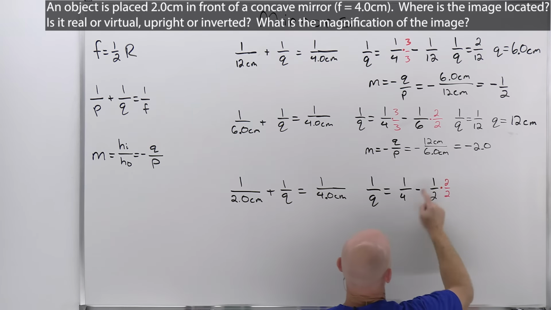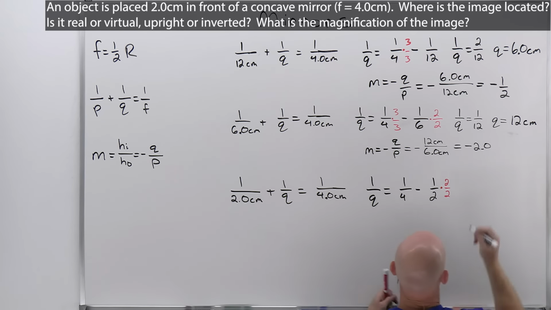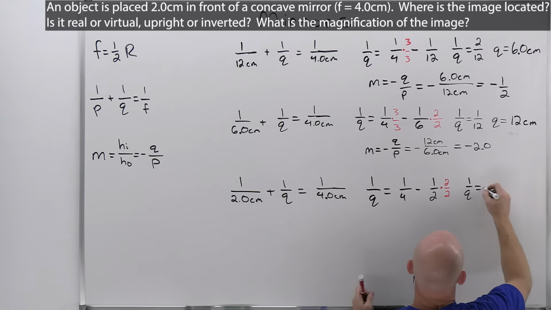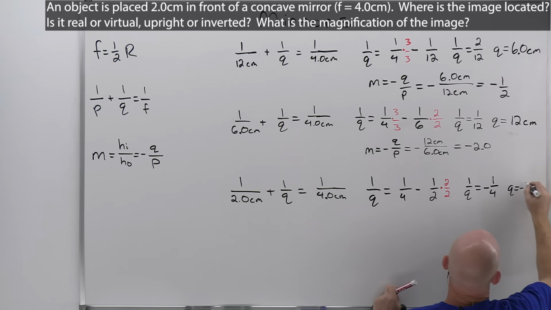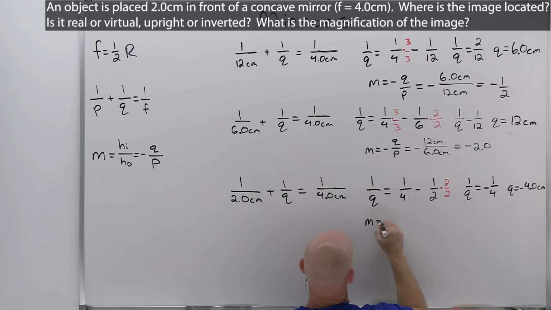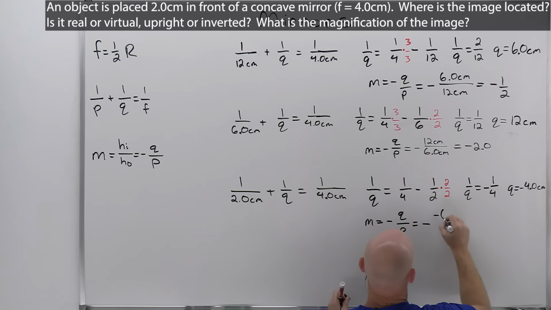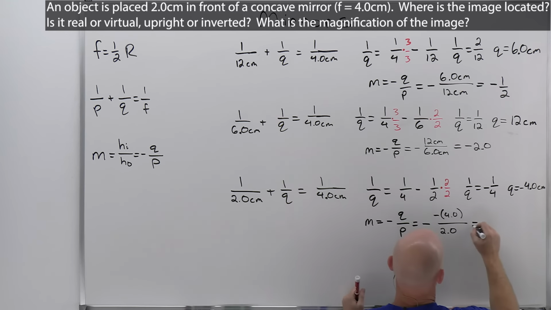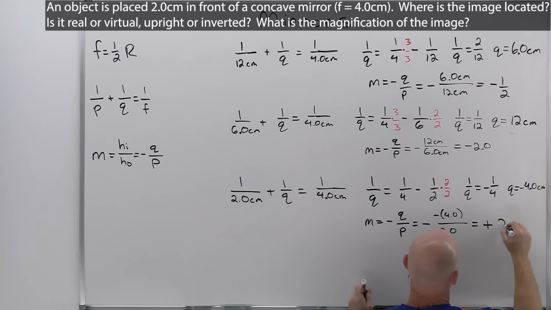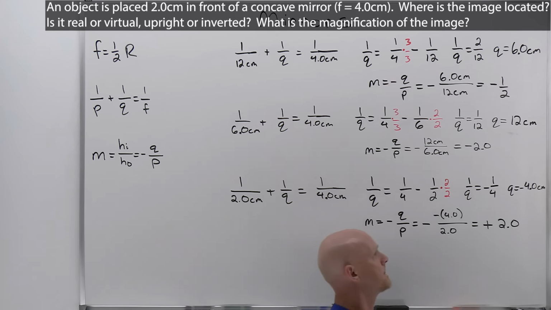And we're now going to have 1 over 4 minus 2 over 4. And so 1 over q is going to equal negative 1 over 4. And so q equals negative 4.0 centimeters. Your magnification, which is equal to negative q over p, is going to equal negative times negative 4.0 all over, and again, your distance here is always positive, so 2.0, but a negative times a negative means we're going to get a positive magnification, in this case, positive 2.0.